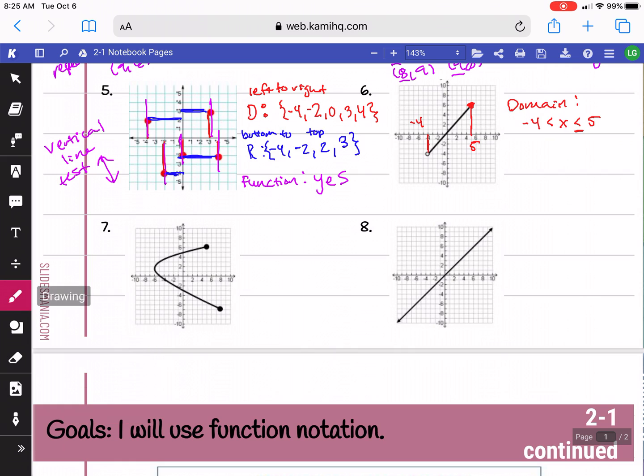Next, we're going to do range. For range, you look from bottom to top, and you use your y. So my bottom is at -4, and my top is at 6. This time, use your y. So it's -4 is less than y is less than or equal to 6. Since the top one was shaded, I'm going to use my equal to with the 6. And we want to know if this is a function or not. If I do my vertical line test, it only crosses once, so it's a function.